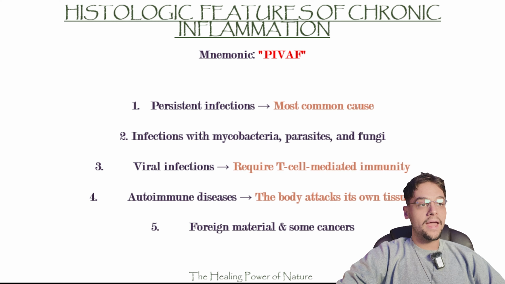So remember PIV-AF when you want to think about what causes chronic inflammation. P for persistent infection, I for infections with mycobacterium, parasites, and fungi, V for viral infections, A for autoimmune diseases, and F for foreign material and some cancers.